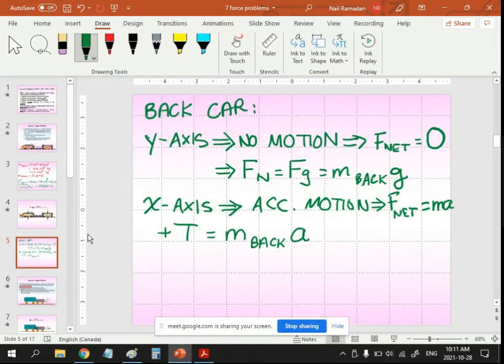Can you solve this? Do you have enough information on the right side? Do you know the mass of the back car? Do you know the acceleration of the back car? It's the acceleration of both cars, the same one. That's it. Now we know the tension in the mechanism.